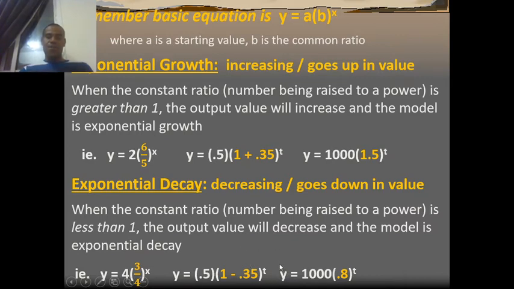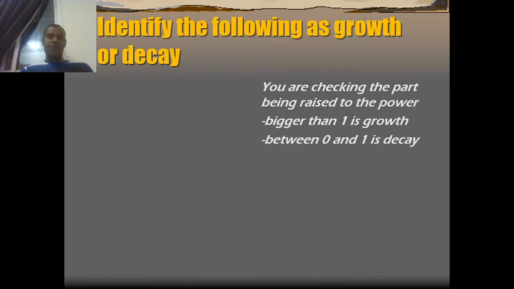And the third example, the output value y equals 1000 multiplied by (1 minus 0.2) to the power t. This is also a model of exponential decay. Identify the following as growth or decay. You check the part being raised to a power. If it is bigger than 1, it's a growth, meaning exponential growth. And between 0 and 1, less than 1, it's a decay.